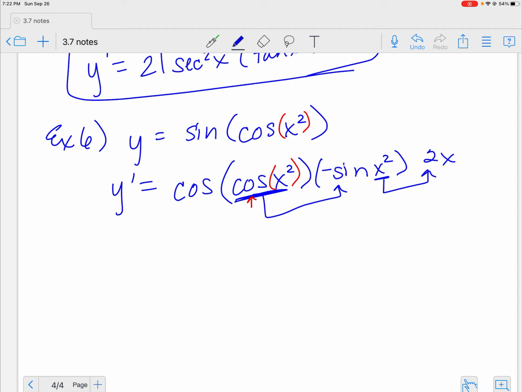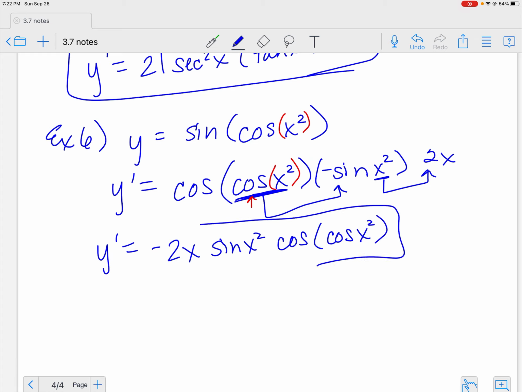Okay. Now let's just clean this up a little bit. Notice how I put parentheses around this. If you don't, it looks like a minus sign. We're not doing that. This is multiplied. All of this is multiplied. So we're going to bring our coefficients in front just because it makes us feel good and keeps us organized. 2x times the sine of x squared times the cosine of cosine x squared. And we just leave it like that. Neither one of these cosines are inverse functions, so it's okay just to leave it like that.